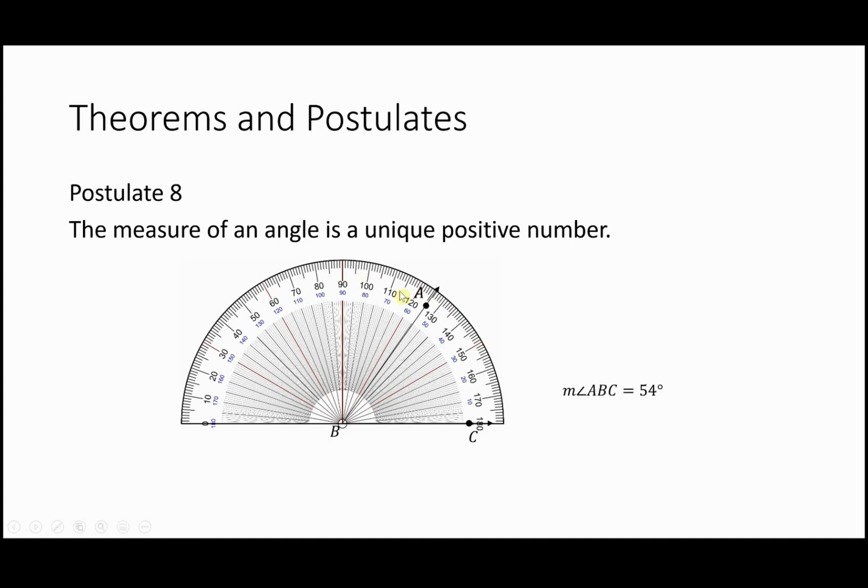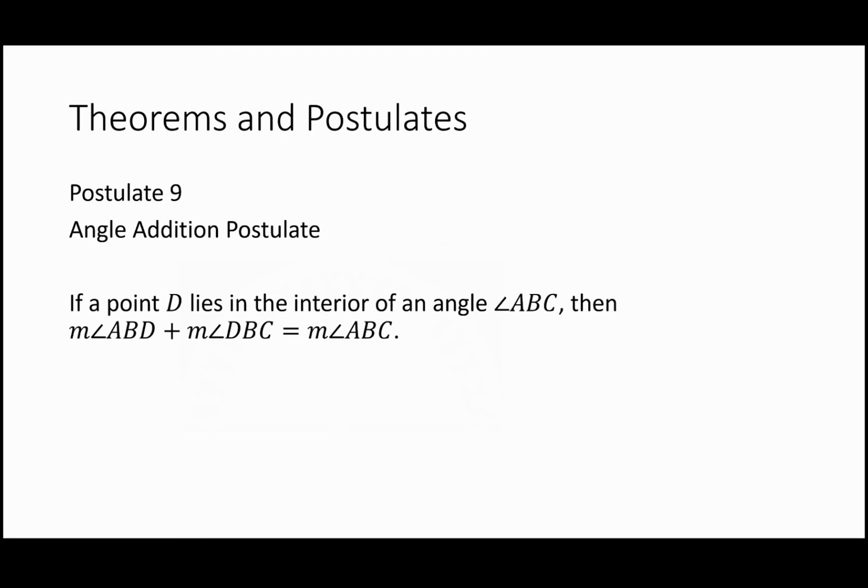And we're just estimating here. So I'd say it's pretty good to say that the measure of angle ABC in this case is 54 degrees, and it can't be any other measurement, right? Unless, of course, we're going to use a totally different measuring device with different units. You would just say it's 54 degrees, it's uniquely that measure, and you're not going to say it's also like 27 degrees or something absurd like that. Okay? Great. Postulate 9. This one's got a name to it, angle addition postulate.